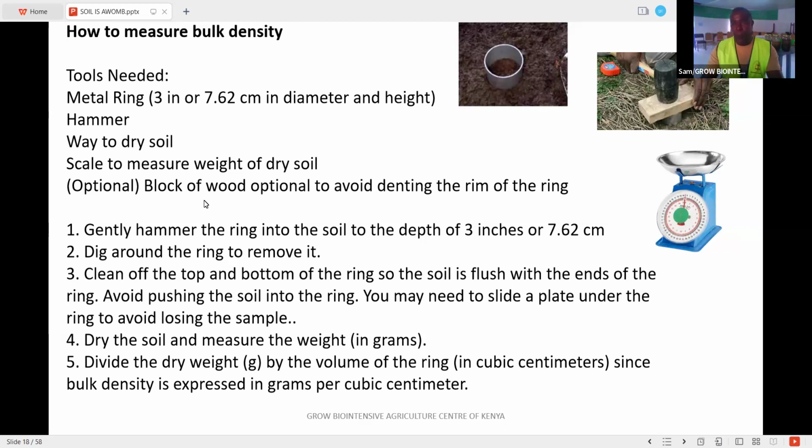So determine where you are going to collect the soil sample. You hammer that ring into the soil, and then you pull it up, and it will come out with the soil that is in that ring. Then make sure that the soil is flush with the ring. And then now you'll do the mathematics.